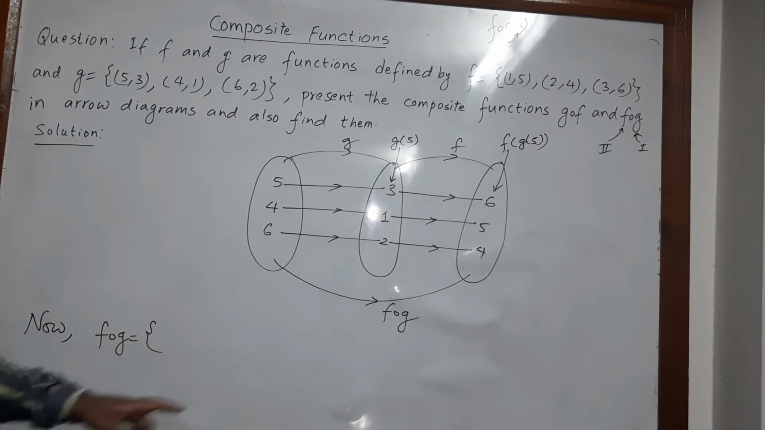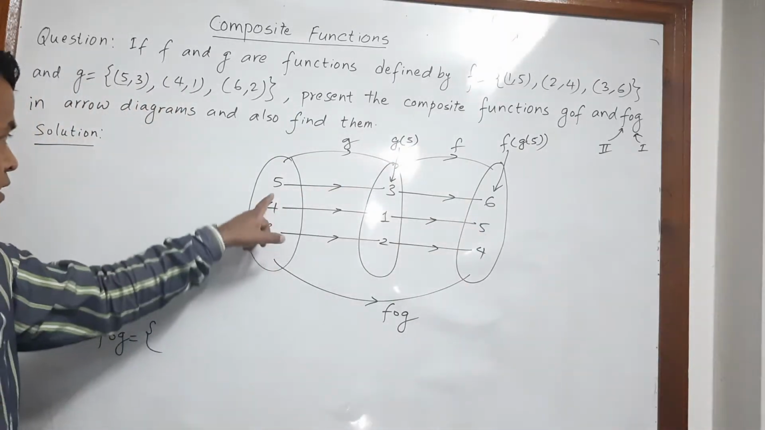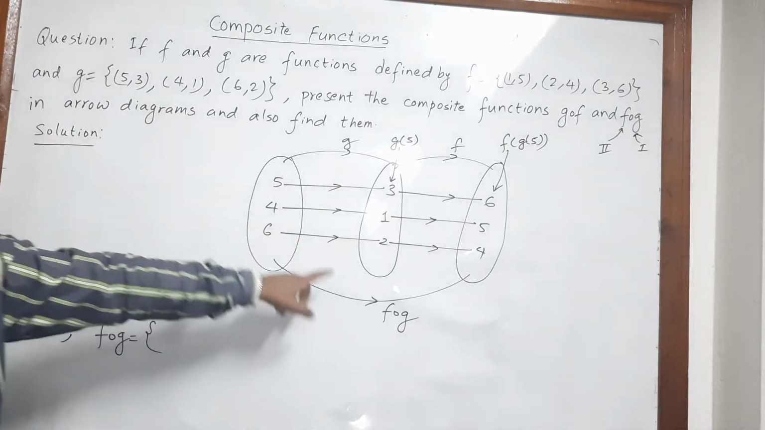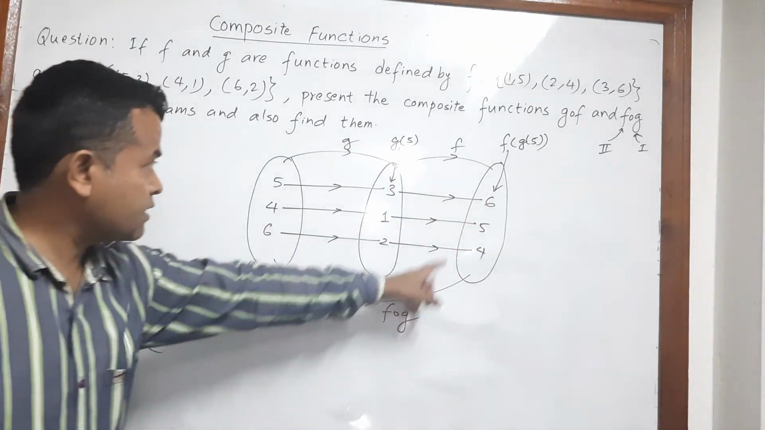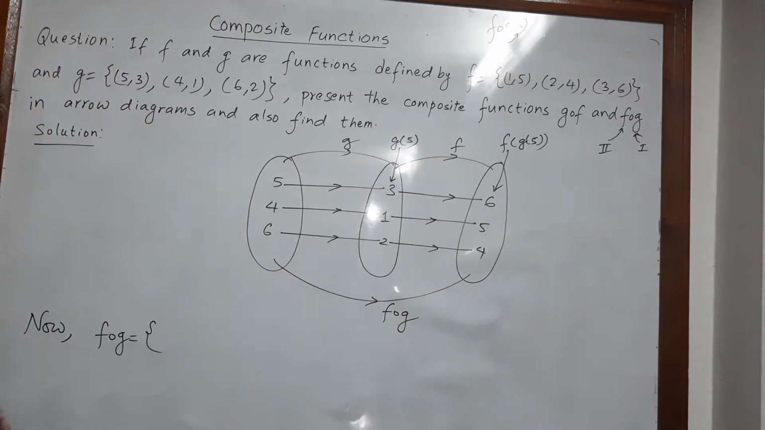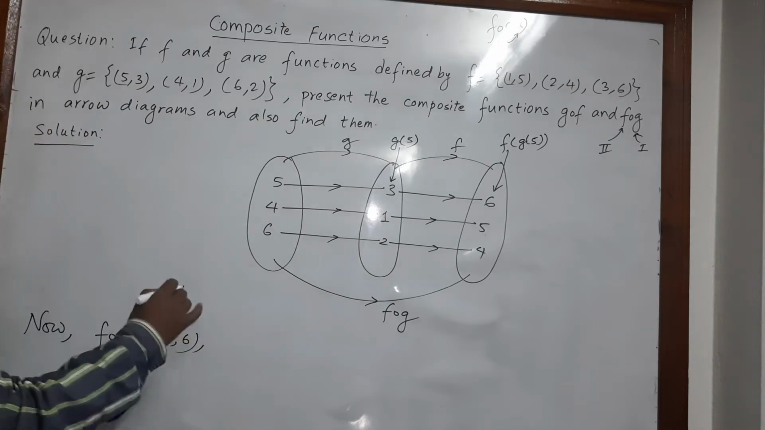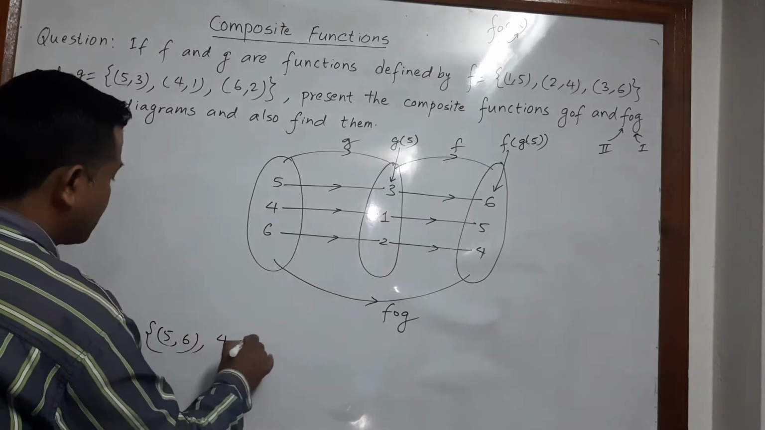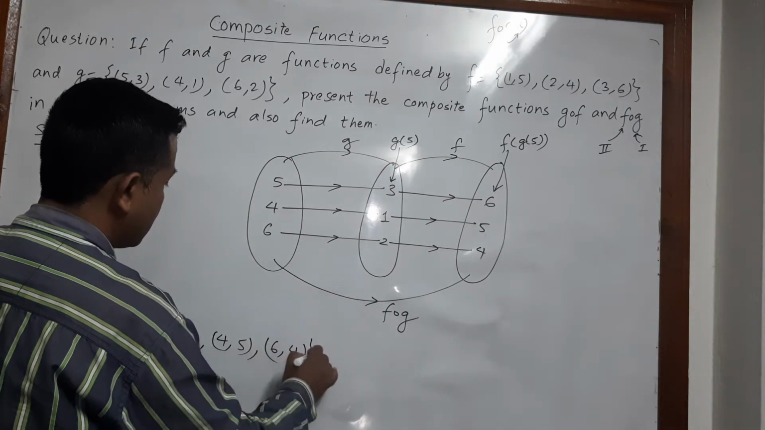This f of z takes this 5 directly to 6. Okay, the image of 5 under this function f of z is 6. The image of 4 under this function f of z is 5. The image of 6 under this function f of z is 4. So f of z is {(5, 6), (4, 5), (6, 4)}.